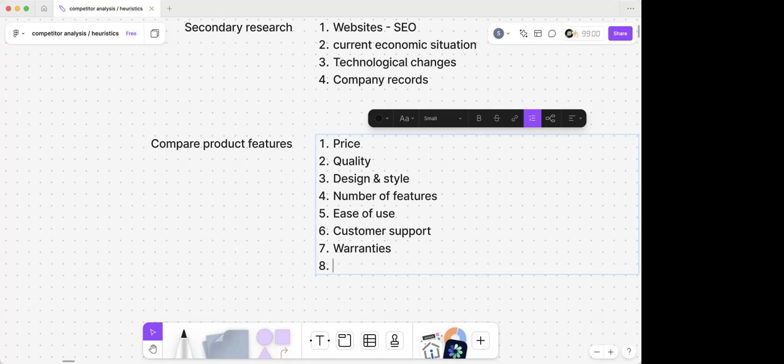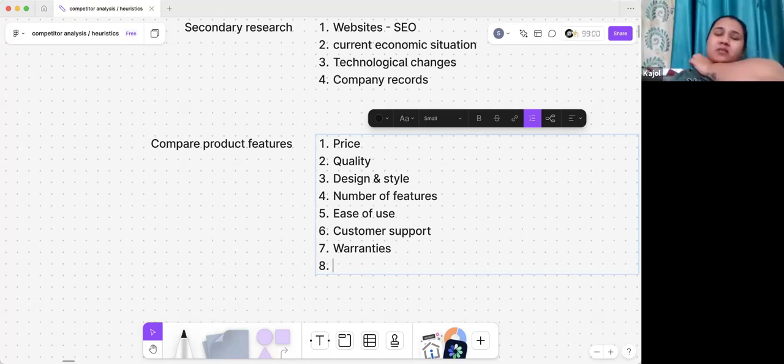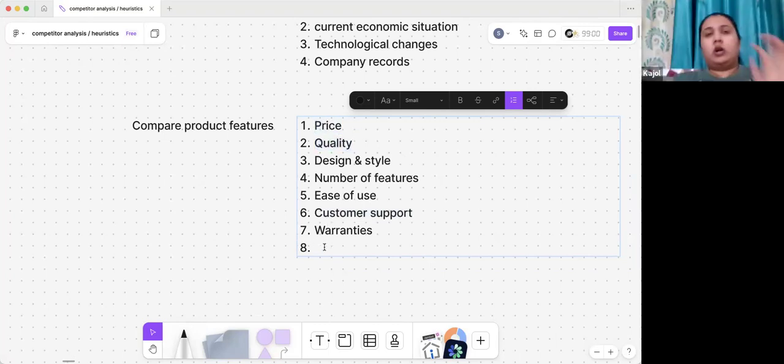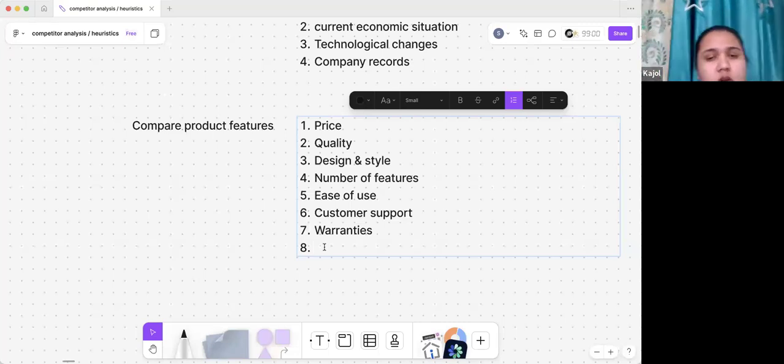Service based. You can talk about product features, quality of services, and price of services. So you can combine this and add it here, so the list will be reduced a bit.